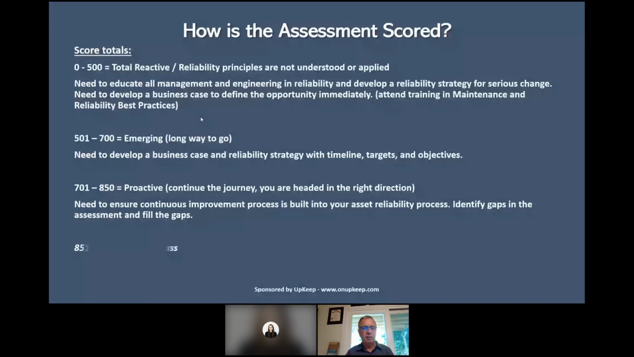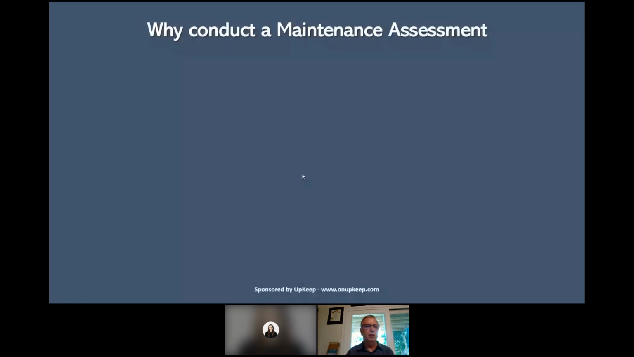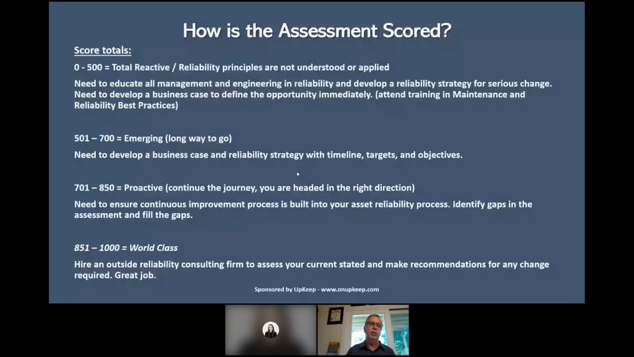World class, hire an outside consulting firm to assess your current state and make recommendations if any changes required. Great job. Very few companies have ever been to world class. Okay, I can tell you. Alcoa is one of the few that has reached this objective, not just in one plant, but in most of their plants around the world.